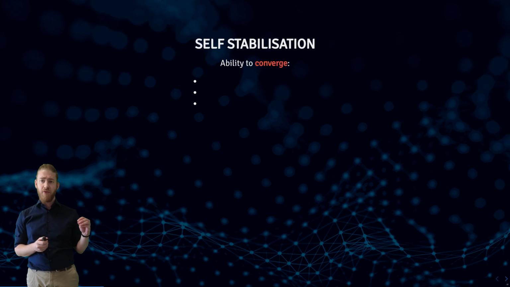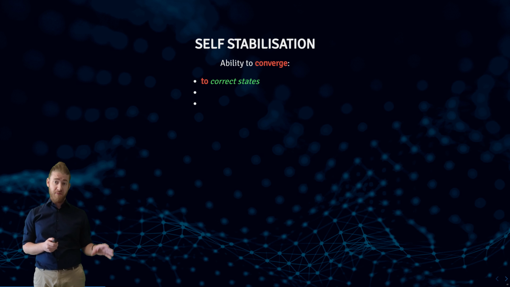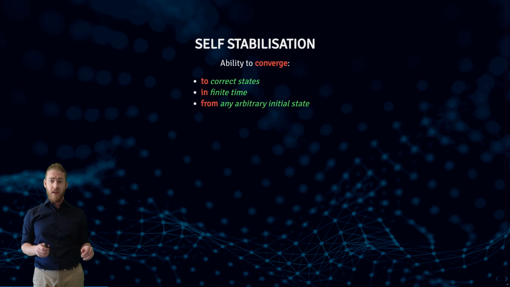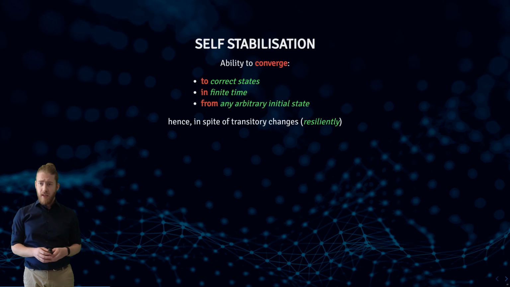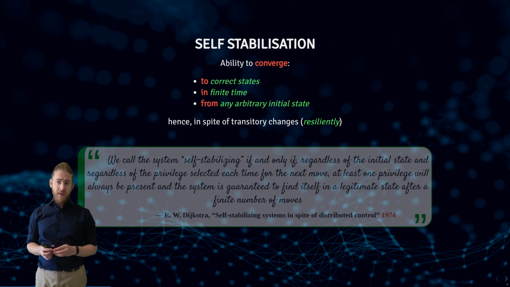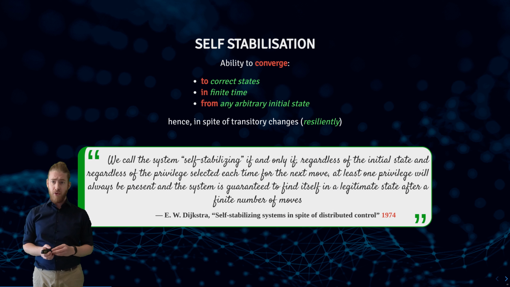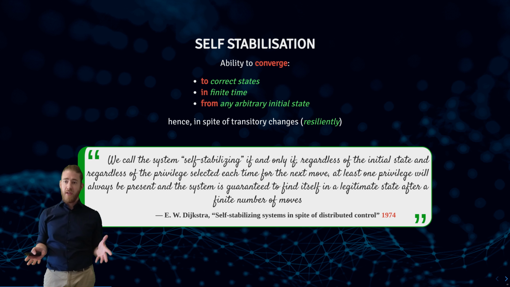Self-stabilization is the ability to converge to correct states, in finite time, from an arbitrary initial state. In short, you can perturb the system the way you want. If at some point its input remains stable, then the system converges. It is not a new notion. As far as I know, it was introduced by Dijkstra first in 1974. Self-stabilization is a very desirable property.